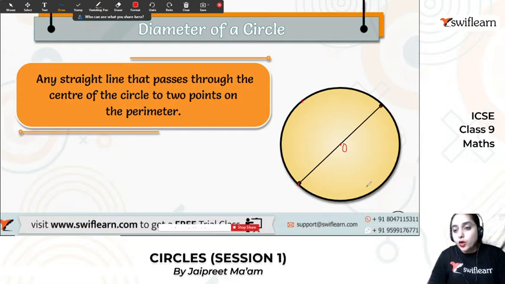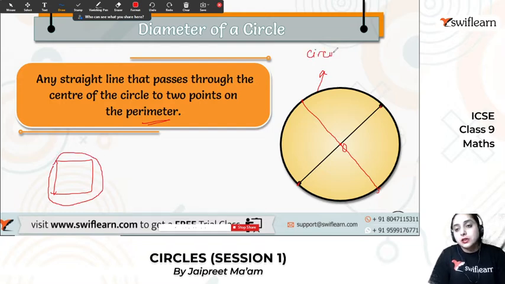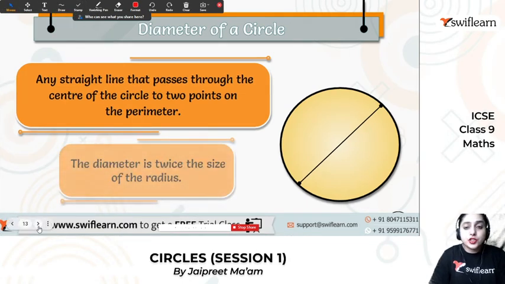Look, these are the points on the circle and it passes through the center of the circle. The circumference, or the perimeter, Perimeter means the distance. This whole distance is known as the perimeter, and in case of a circle we call it the circumference. Okay, so these are the terms related to the circle.